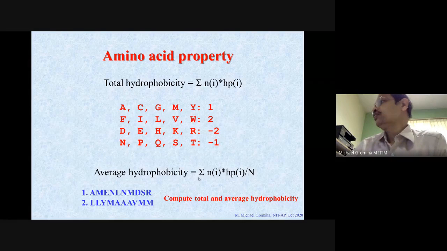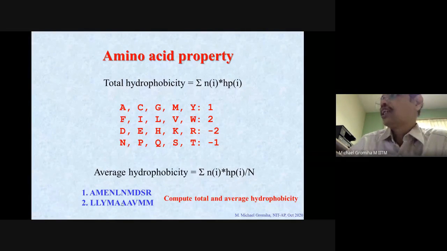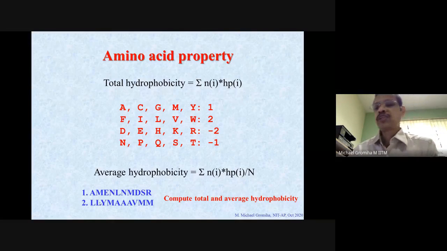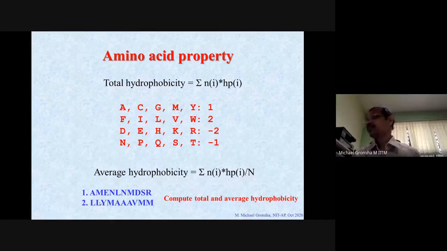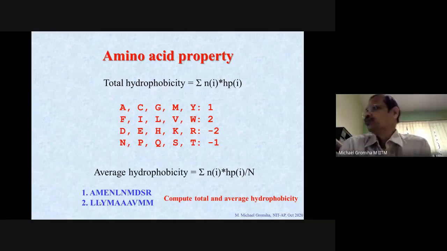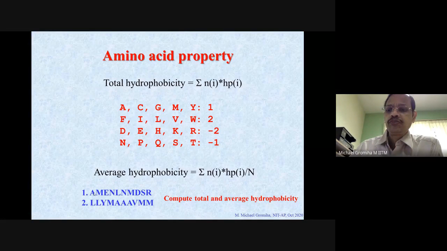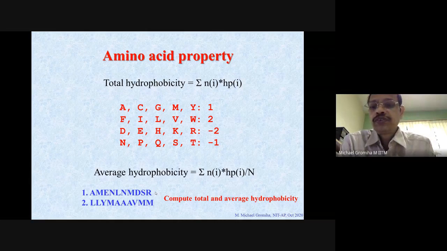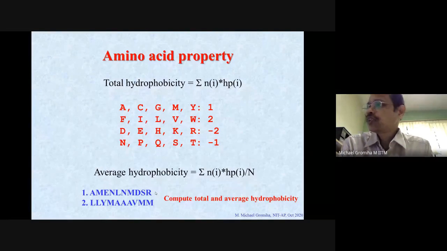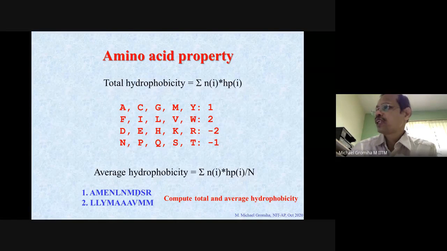This is your value. This equation, and I get two sequences. Could you calculate the total hydrophobicity for sequences 1 and 2? Someone, could you please quickly calculate what is the value for sequence 1 and what is the value for sequence 2? Total hydrophobicity. What is the value for A? 1, right? So you can substitute this one, and what is the total value? We give the values for all the residues. Finally, calculate the total value for sequence 1 and for sequence 2.